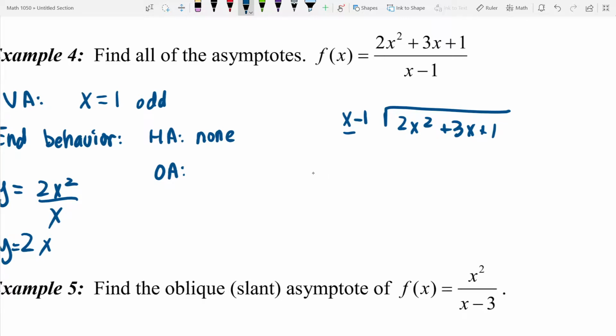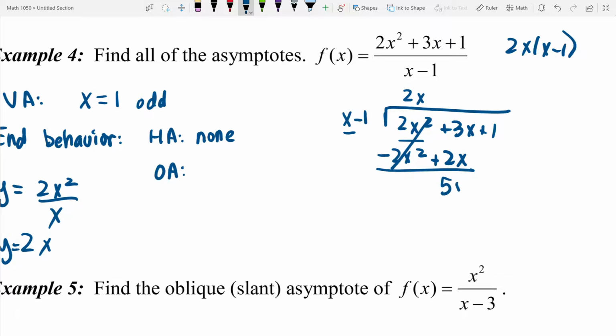What do I multiply by x to get 2x to the second? That is 2x. Distribute the 2x. So people get confused right here. Look, guys. All I'm doing is 2x times x minus 1. When I do that, I get 2x to the second minus 2x when I distribute that. Okay? What do I have to do now? You have to subtract them, which means change the signs. So this becomes a negative, this becomes a positive, and those go away. 2x plus 3x is 5x.